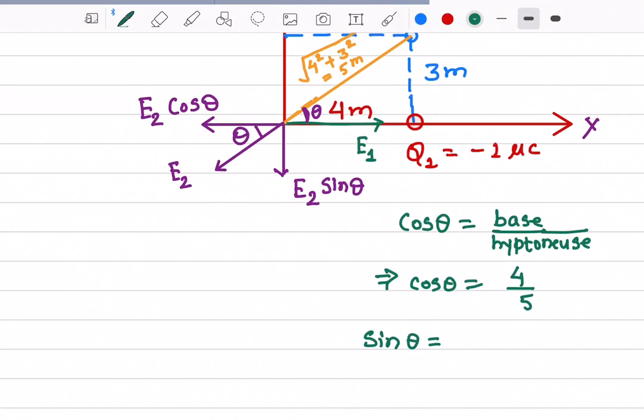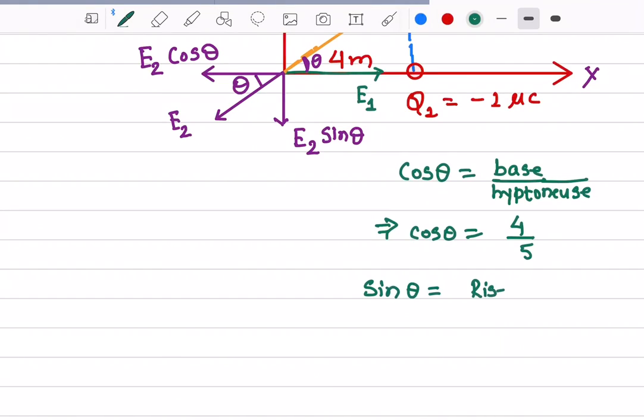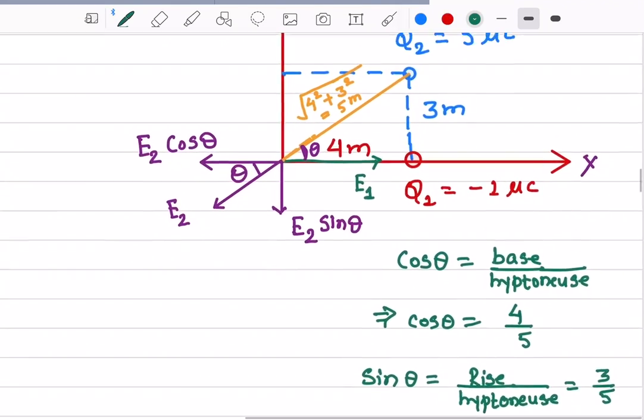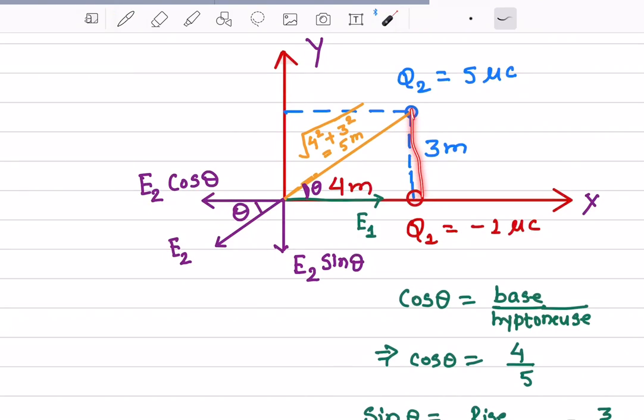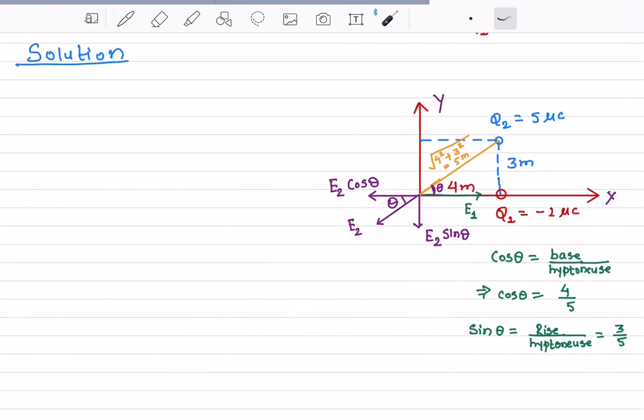The same way we can find sine theta. Sine theta is the rise or perpendicular, this distance, over the hypotenuse. In this case it will be 3 over 5. So this is 3 and this is 5. So we found the sine and cosine of theta.